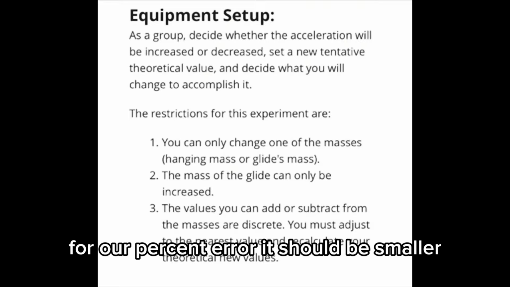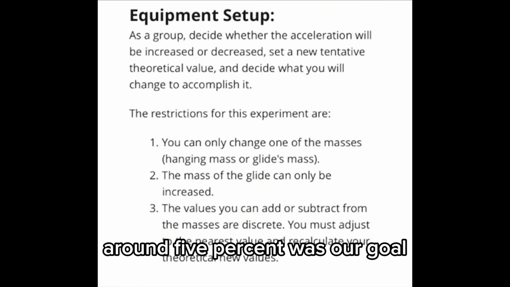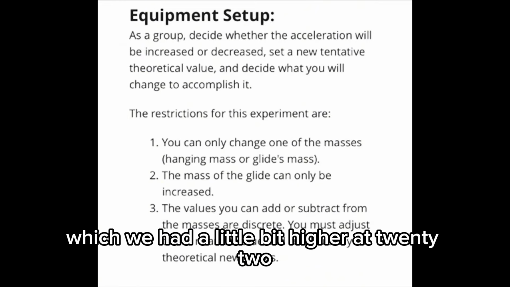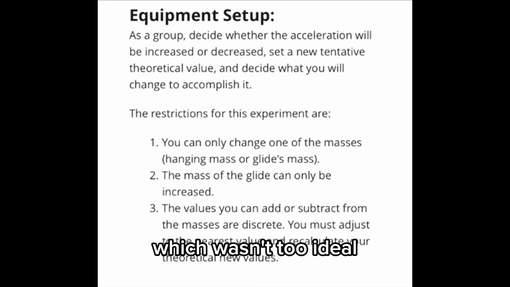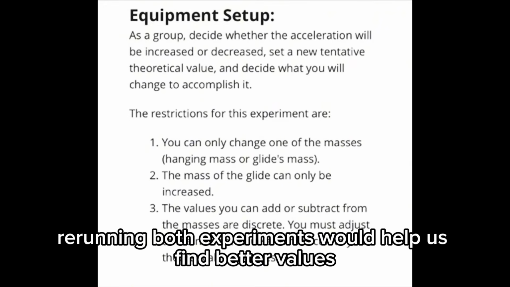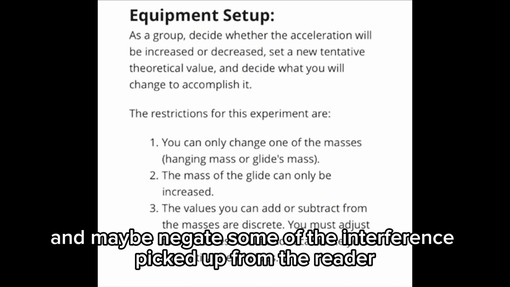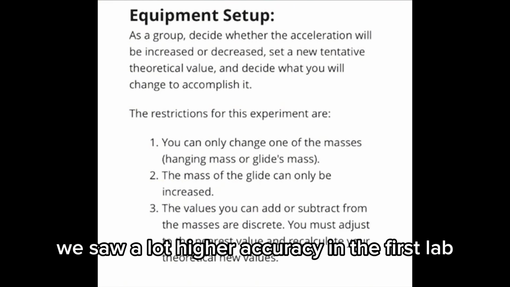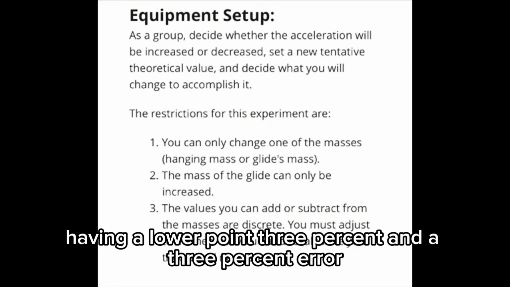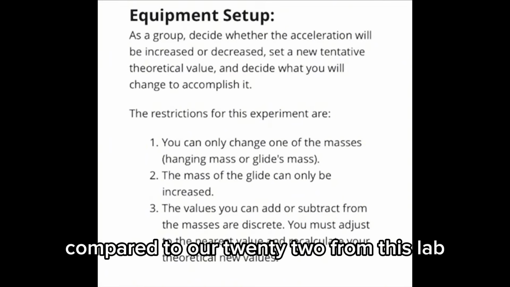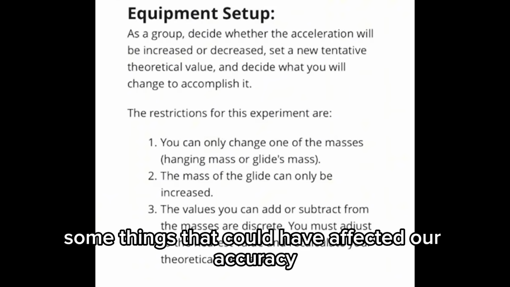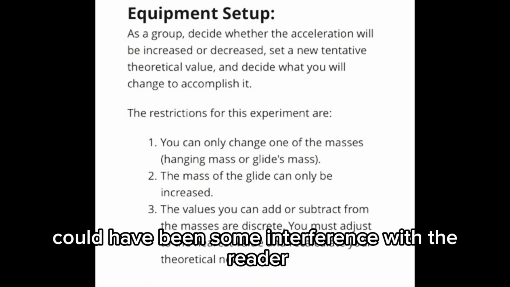For our percent error, it should be smaller, around 5% was our goal, which we had a little bit higher at 22, which wasn't too ideal. Rerunning both experiments would help us find better values, more accuracy, and maybe negate some of the interference picked up from the reader. We saw a lot higher accuracy in the first lab, having a lower 0.3% and a 3% error compared to our 22 from this lab. Some things that could have affected our accuracy could have been some interference with the reader.